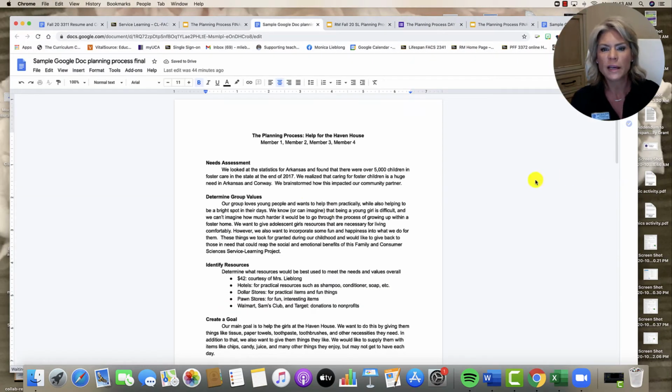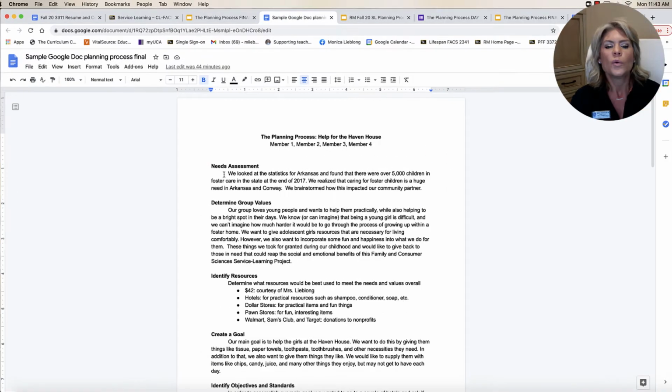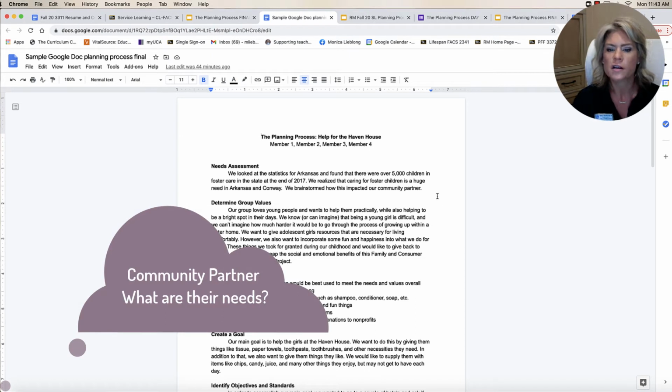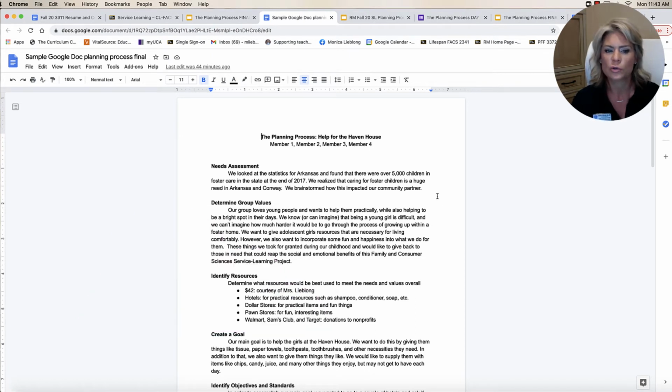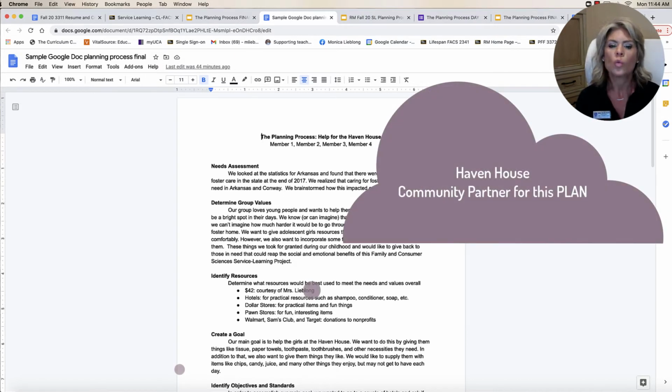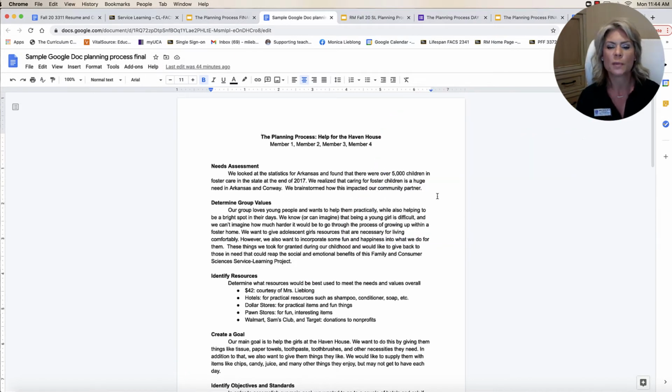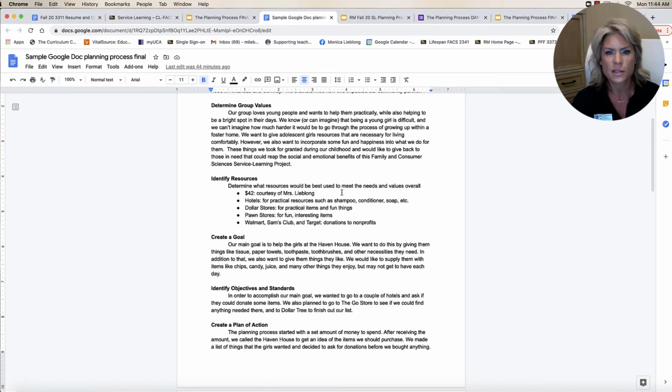Here we go. This would be a sample plan from another semester. The needs assessment. This group said, we looked at the statistics for Arkansas and found that there were over 5,000 children in foster care in the state at the end of 2017. We realized caring for foster care children is a huge need in Arkansas and Conway. We brainstormed how this impacted our community partner. Their community partner was Haven House, and they had to determine what need that organization had. What were their values? They identified resources.